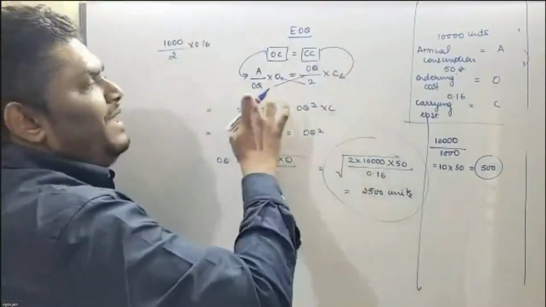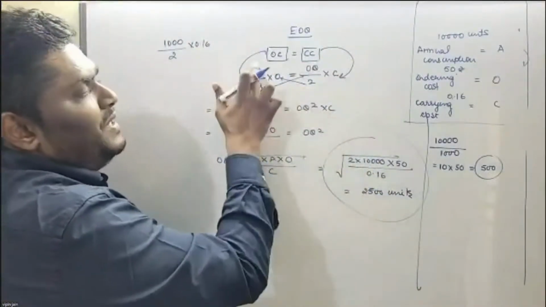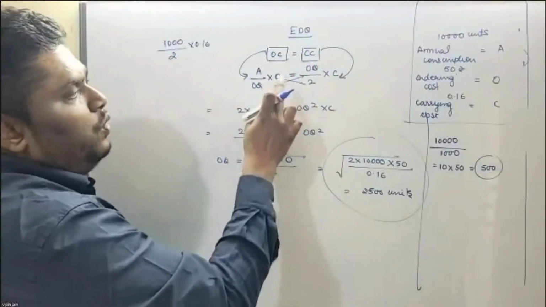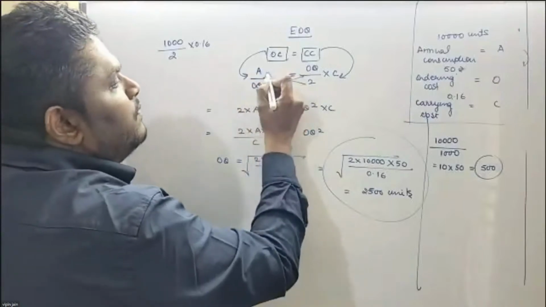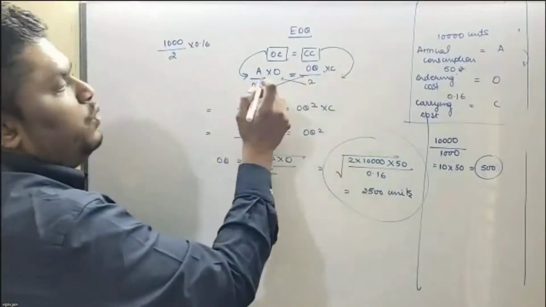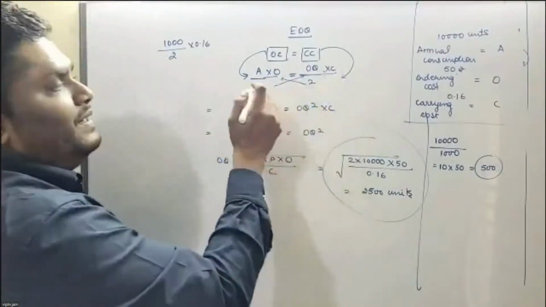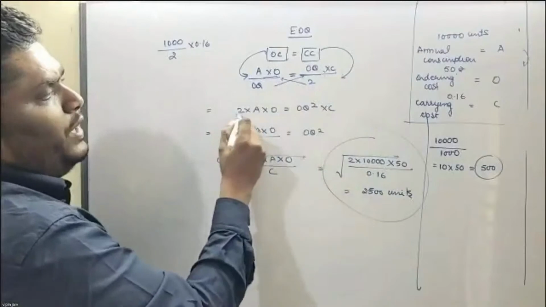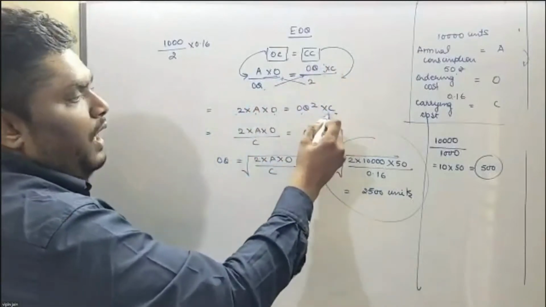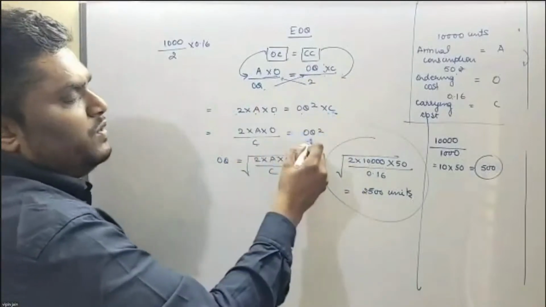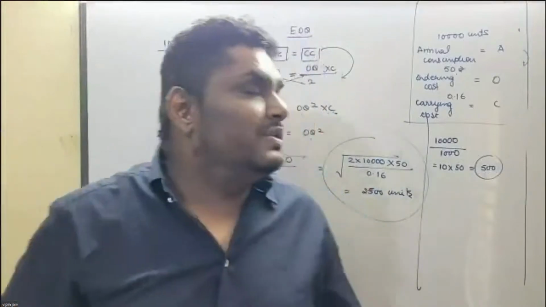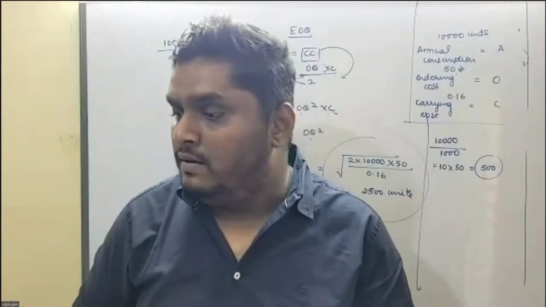Now cross multiply. So 2 goes up, OQ goes to this side. So 2 into A into O. Actually, for your better understanding, let us put it like this. So 2 into A into O is equal to OQ square into C. Now C goes down, so it is equal to OQ square, and once you remove the square, on the other side it should be root. So this is how the formula is derived.